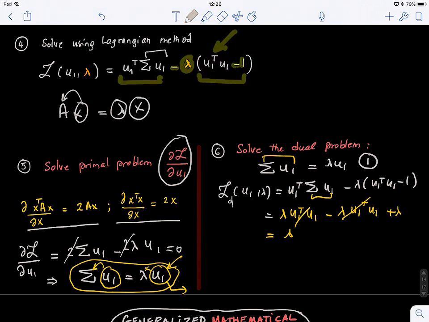What is the next step? It is to maximize the dual Lagrangian over the Lagrangian parameter. So we need to maximize what? Lambda. This is why we need to pick the largest eigenvalue, the lambda one corresponding to the U1. It should be the maximum eigenvalue. Now you guys see how all of this falls into place.